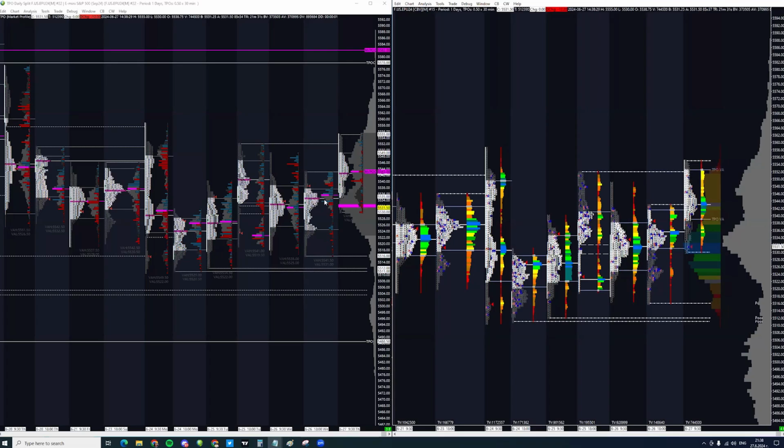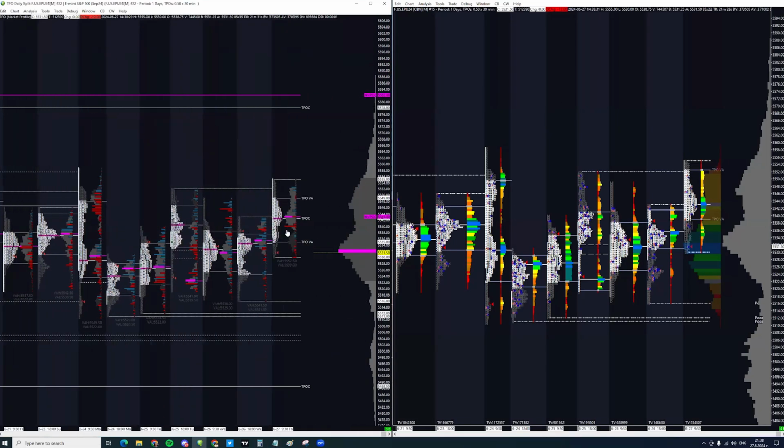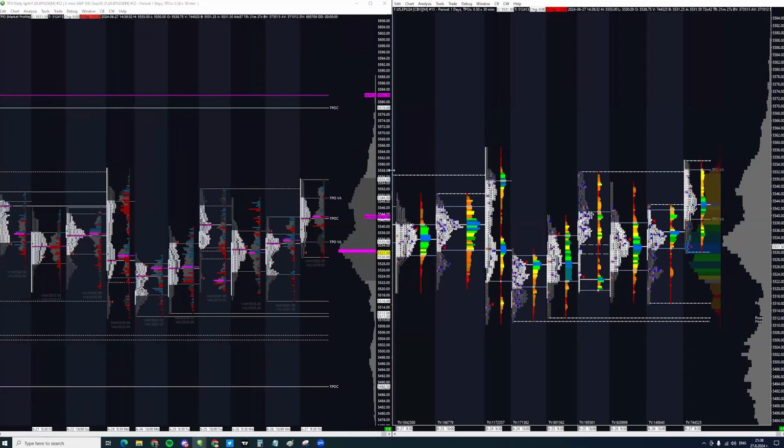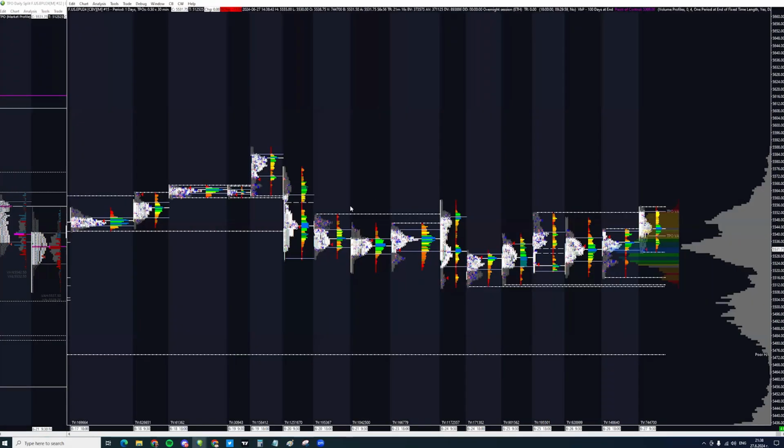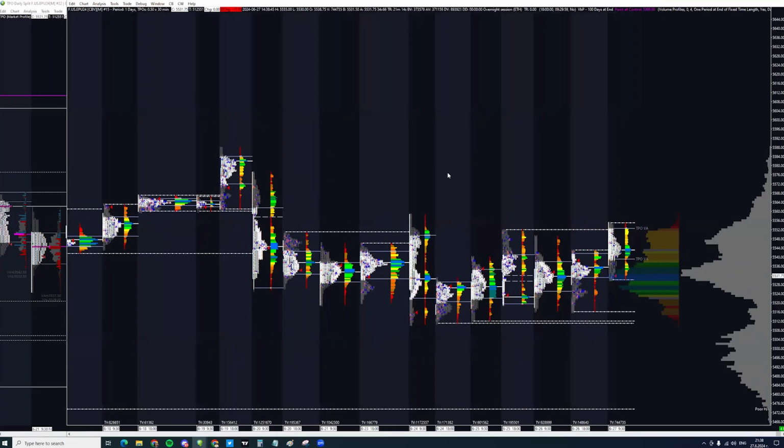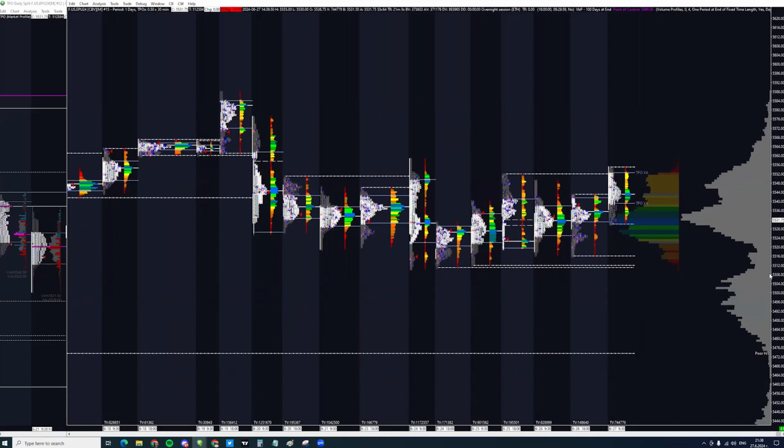So on the left-hand side here, what we have is the delta profile, and on the right hand, what we have is the actual market profile. What I put on the screen is the volume profile. So what I'm mainly going to be doing is starting off with this chart in itself, and we're going to be breaking down and playing along with this chart.